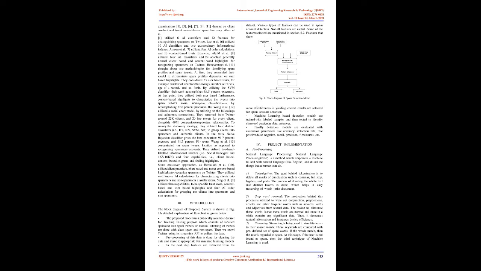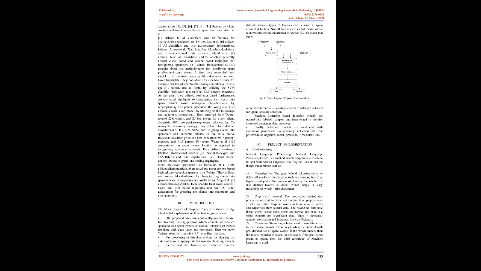Twitter. They utilized well-known AI calculations for characterizing clients into spammers and non-spammers classifications. Singh et al. [9] utilized 3 capabilities, to be specific trust score, content-based and user-based highlights and 4 AI order calculations for grouping the clients into spammers and non-spammers.